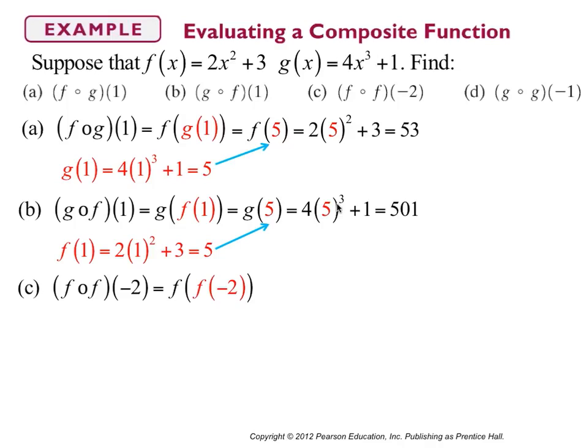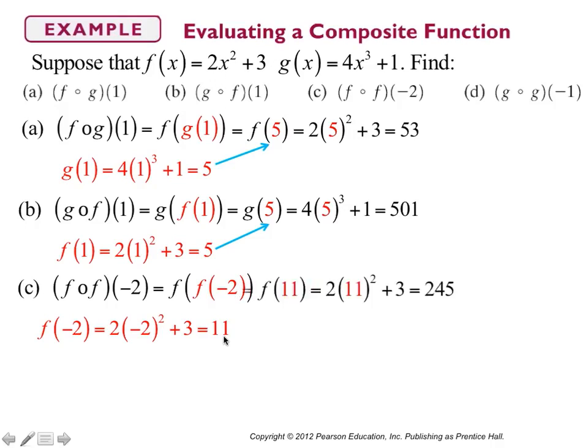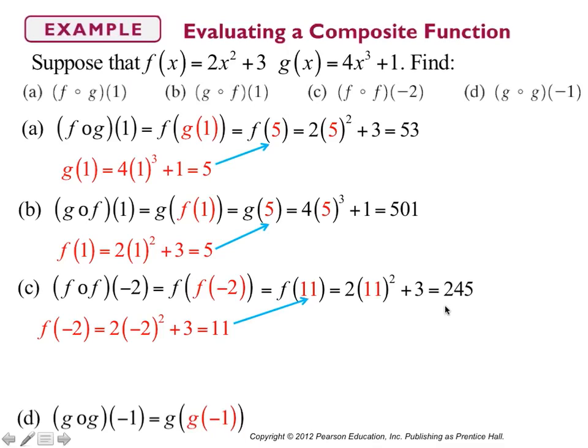Now you can also compose functions with themselves. So here we have f of f of negative 2. We evaluate our inside first. We take our negative 2 and plug that in for x into our f of x function. So we have 2 times negative 2 squared plus 3. Again, we're just plugging it in for x right here. If you evaluate that, you get 11. So really what we have is f of 11. To find f of 11, you just take 11 and plug that in for x. So we have 2 times 11 squared plus 3. Again, if we follow order of operations and evaluate that, we get 245.